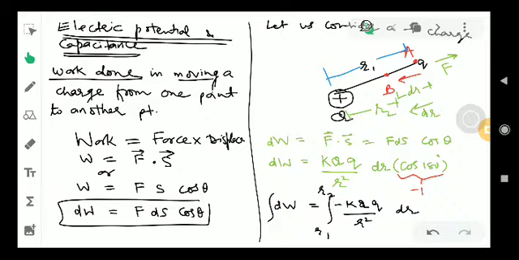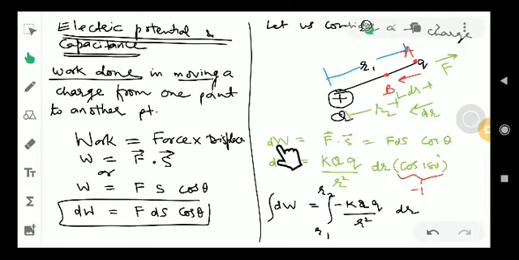In vector form, it is given by the dot product of force and displacement, F dot S. You can also write it as Fs cos theta, where theta is the angle between force and displacement. In this diagram we have a positive charge Q and another small positive test charge q, which is being moved from A to B. The displacement is in the direction from A to B. Charge q will experience a force because of the positive charge Q in the opposite direction. So the angle between force and displacement is 180 degrees.